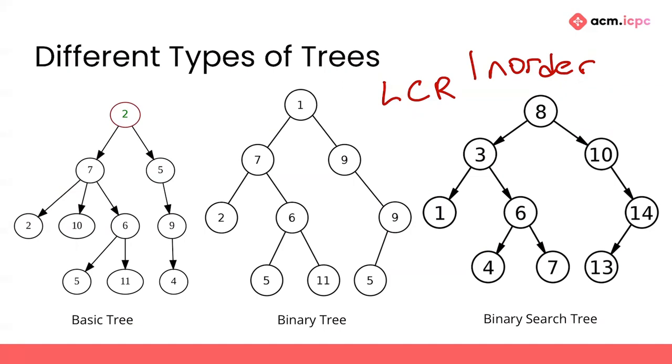So we might expect to see a little pattern, but let's just go through it for the sake of doing it. So we start off at 8, we move down to the left. We start off at 3, we move down to the left, and we print out 1. Actually, that's kind of high.